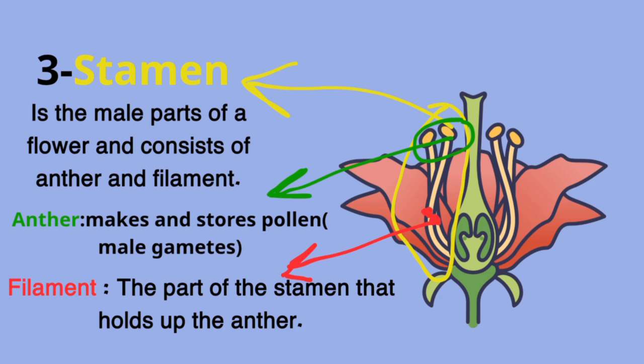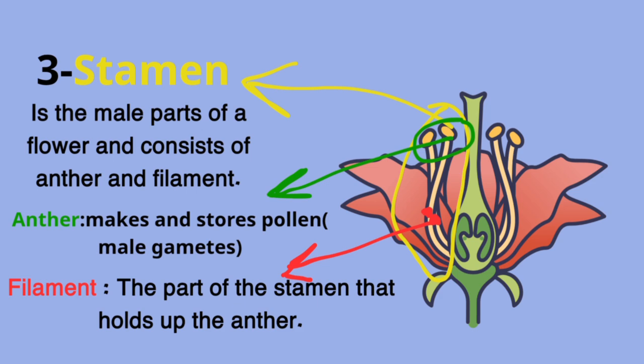It consists of two parts, anther and filament. First, anther makes and stores pollen and male gametes. And filament is like a long tube. It is the part of the stamen that holds up the anther. So, anther has pollen and the filament is only for supporting the anther.